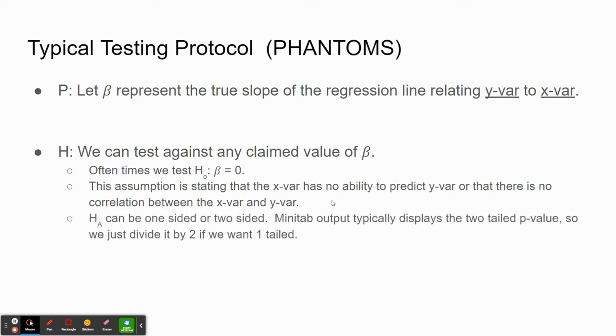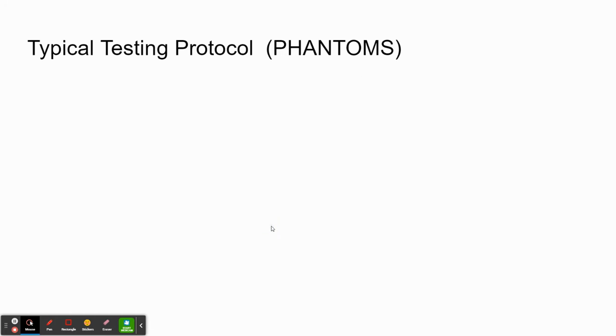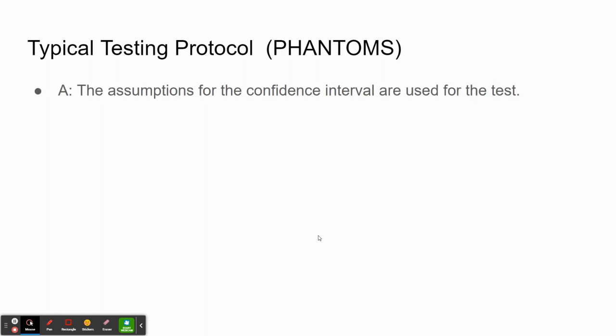The alternative can be one-sided or two-sided, but if we can say that it's not 0, then we can say that x does predict y in some way. It doesn't cause a change in y. We have to be careful there, but it can be used to predict. It does correlate to y values.